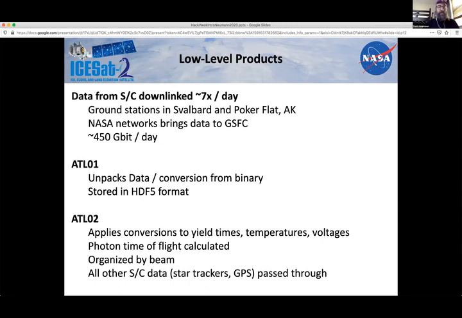The data is organized by beam. There are those 6 different beams, 3 strong and 3 weak. And ATL02 also passes along spacecraft data that's used in the geolocation process. So information on the pointing angle of the observatory or data from the GPS are also within ATL02. Let's go on to the next one.